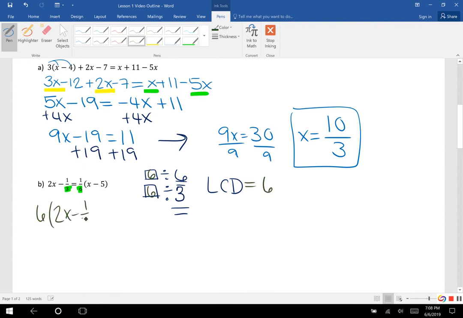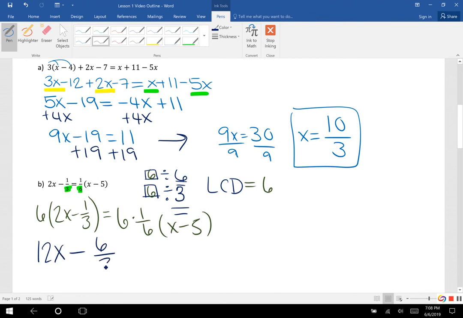We can divide 6. So I'm going to take the left-hand side and multiply that by 6. And then I'm also going to multiply the right-hand side by 6. So let's see, if we distribute, 6 times 2x is 12x. And then I get a 6 over 3. Remember, with fractions, we just go straight across. So 6 times 1 is 6. 1 times 3 is 3. And we can actually reduce that to a 2.